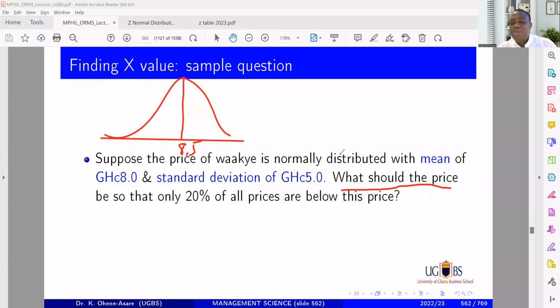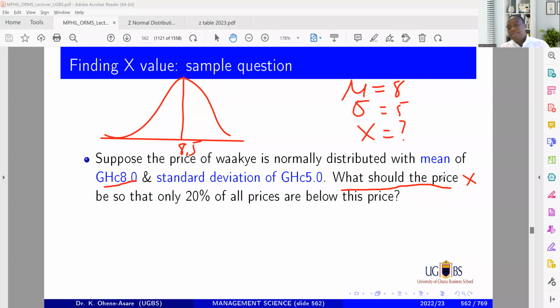Now remember, he had already told you that the price is normally distributed with a mean of 8. So for him to ask you what should the price be, he's asking you for the value of X, because he has given you the mu to be 8 and the standard deviation to be 5. So he's asking you for the X. What should the price be?